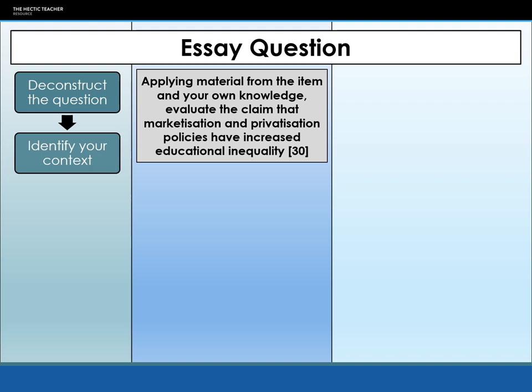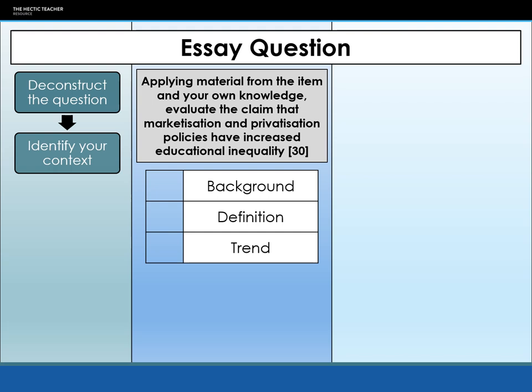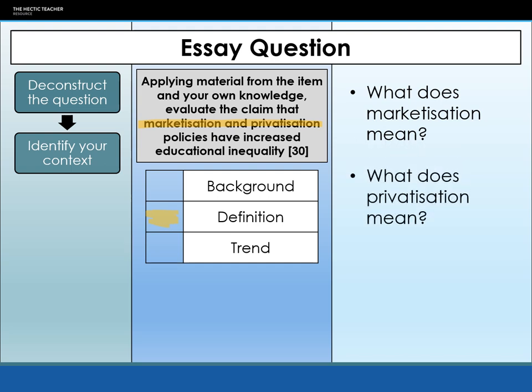Next, we're looking at context. So context is showing the examiner the background, showing the examiner we know what we're talking about. And as we said before, there are three types of context. We've got background, we've got definition, and we've got trend. Now for this question, we are going to be using definition, because we need to define privatization and marketization, because a non-sociologist may not know what they mean. So our first two sentences of our introduction will define marketization and define privatization.